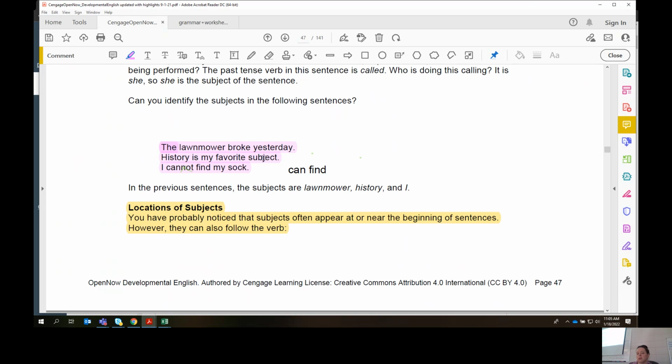In this second sentence right here, is. Very good. Is. Now, what is in this sentence? Something's ising. What is my favorite subject? History. So history is. See, it immediately gets hard. History is. That's not like lawnmower broke, and it's not like she called. You can't even see something happening because you don't see anything happening with that verb is.